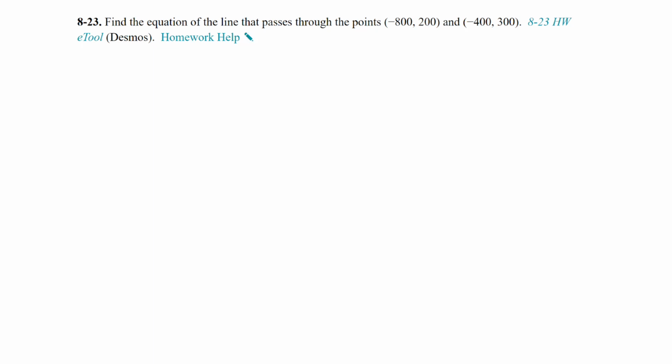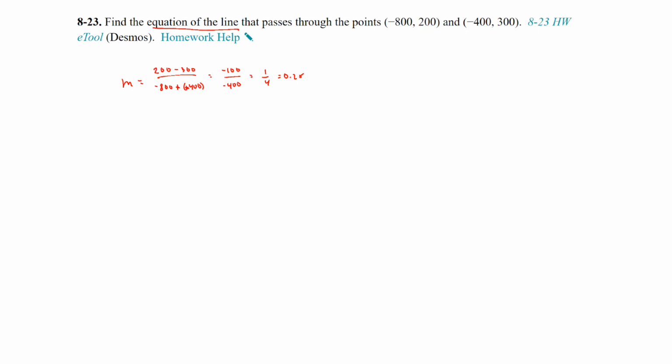Question 23. Find the equation of the line that passes through the points. So we're looking for, make sure you're reading, equation of a line. So given 2 points, we can either set up the table and do it, or we can use our change of y over change of x. And so that will be 200 minus 300. That's my change of y. Change of x is negative 800 minus negative 400, so it looks like I'll get negative 100 over, remember this will be plus 400, so that's negative 400. Reduce that to 1/4 or 0.25.